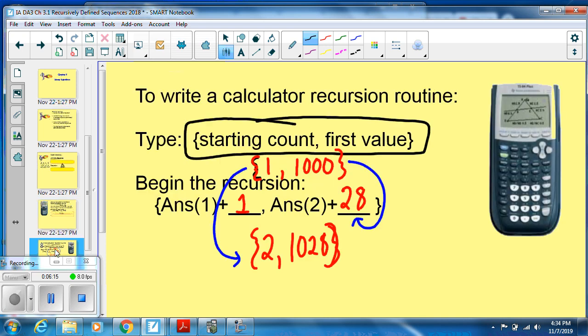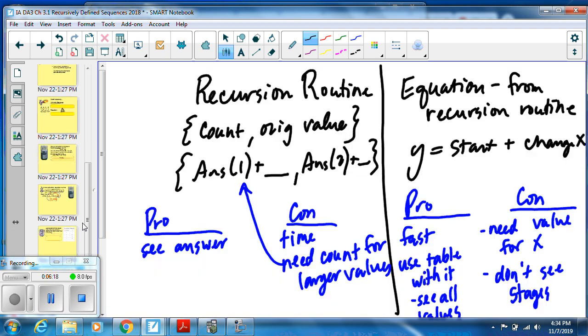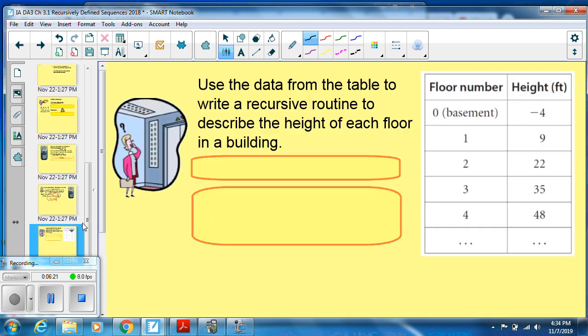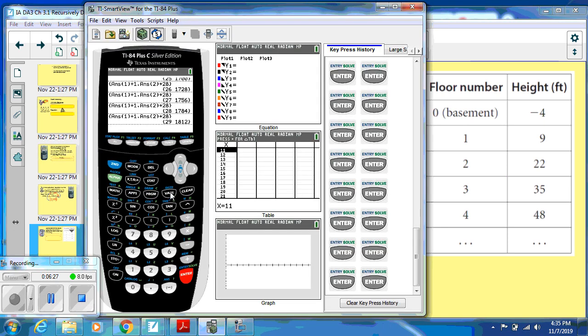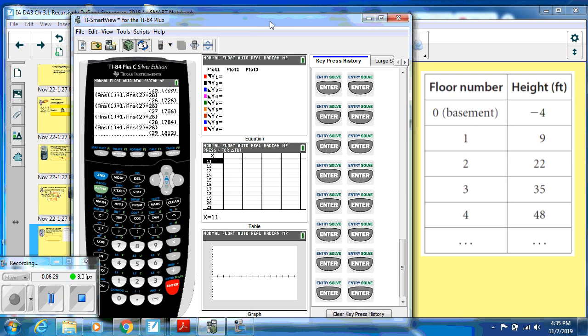Let's try another one though. Let's try this again on our calculators. Again, I'm going to start a new recursive routine on here. I want to start with my starting floor, so I'm going to use my brackets. My starting floor is the 0 floor, comma, and my initial height, so the value of that starting floor, looks like it's a basement, right, is a -4. So there's my initial ordered pair. At floor 0, I'm at -4 feet, so 4 feet below ground. I'm going to finish that off with brackets.